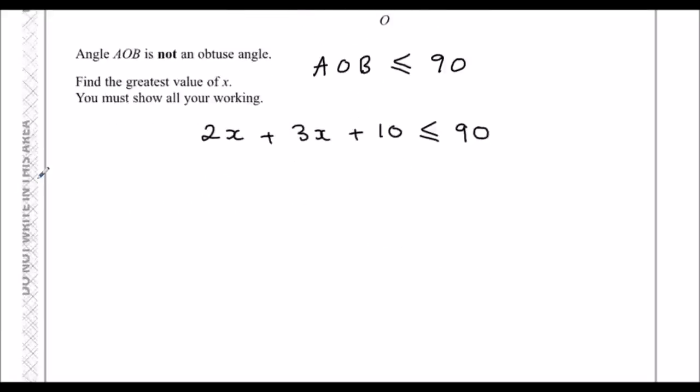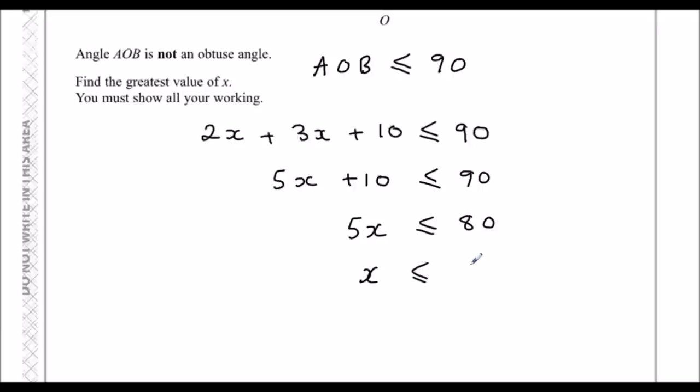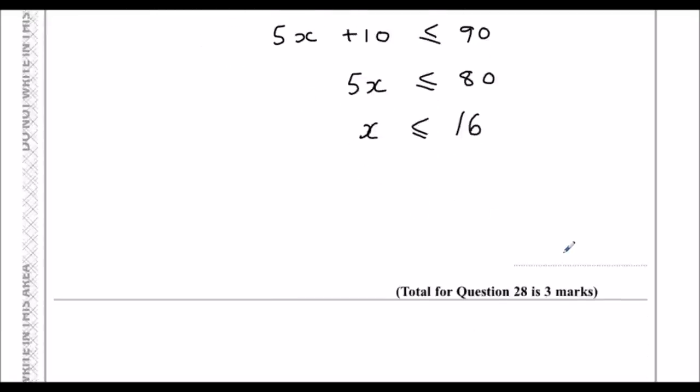If we collect the like terms, 2x and 3x make 5x. So 5x plus 10 is less than or equal to 90. Take 10 away from both sides. So 5x is less than or equal to 80. And divide both sides by 5. That gives us x is less than or equal to 16. What's the biggest thing x can be? That's 16.